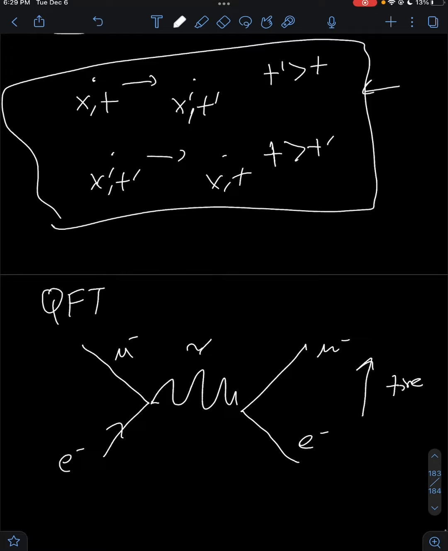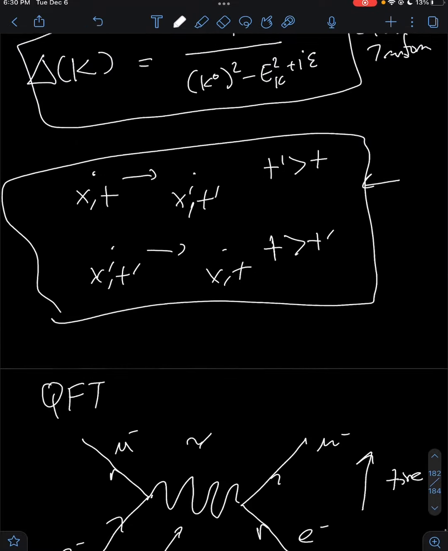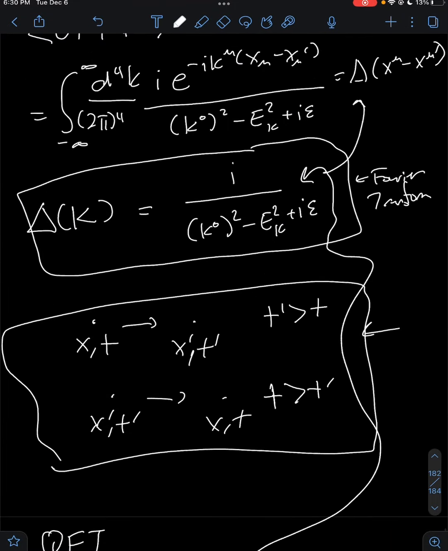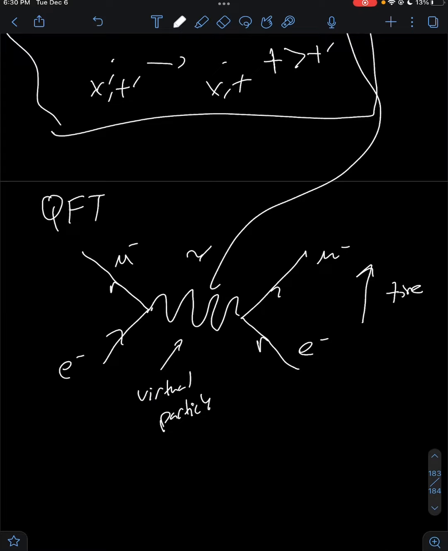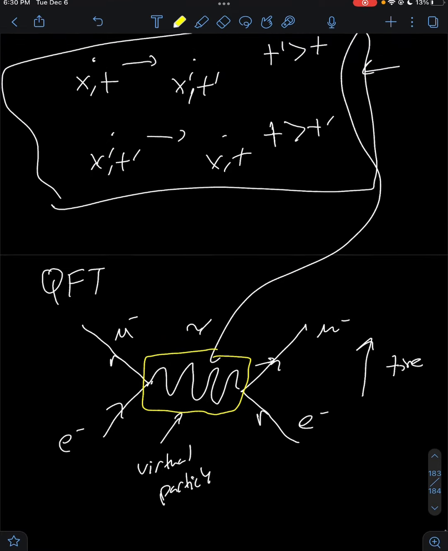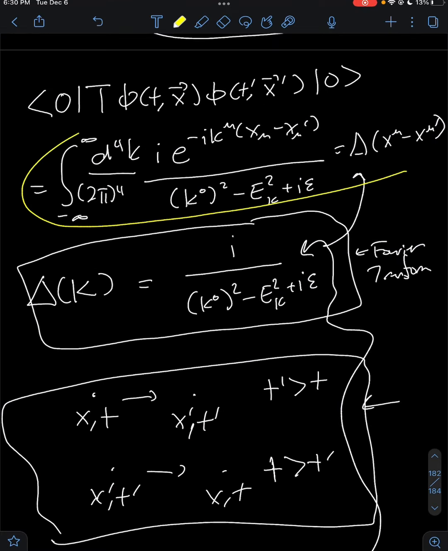And this internal line, the squiggly line in the Feynman diagram, is called a virtual particle. This virtual particle is a symbolic representation of this propagator right over here, or this one, depending on whether you are Fourier transforming or not. Now, these diagrams that we draw represent terms in what's called the Dyson series. What really matters is that this internal line, this virtual particle, is just a symbolic representation of this propagator over here.